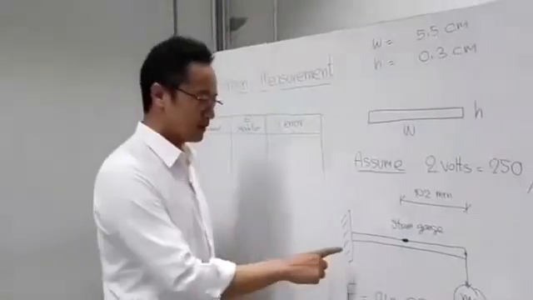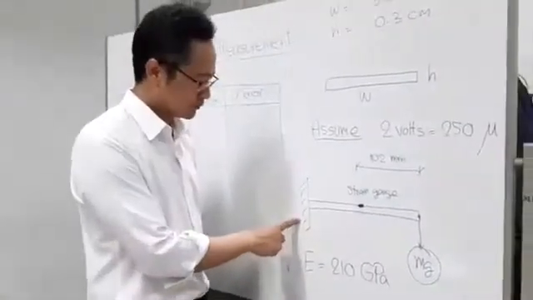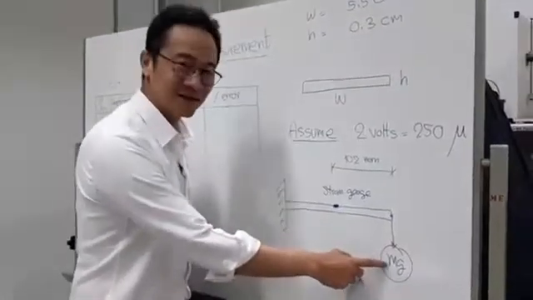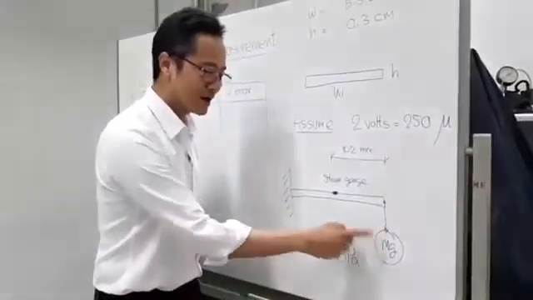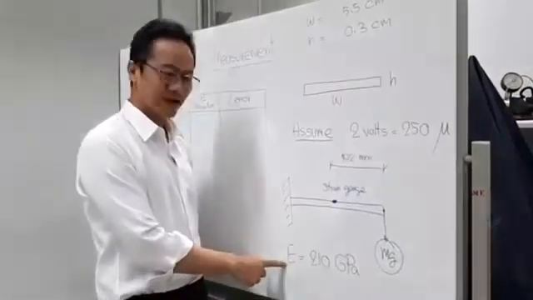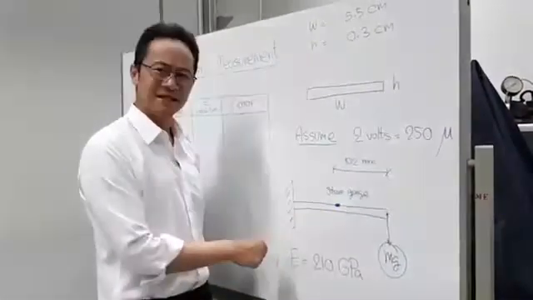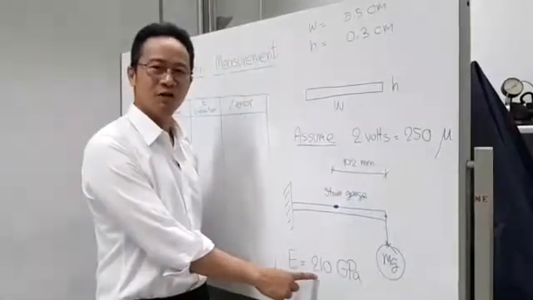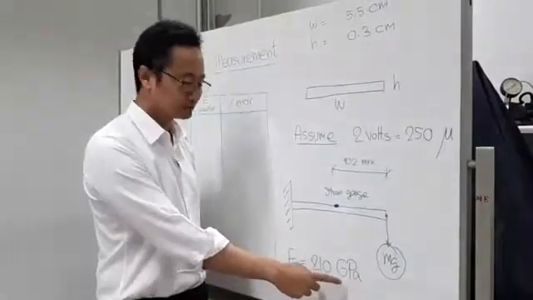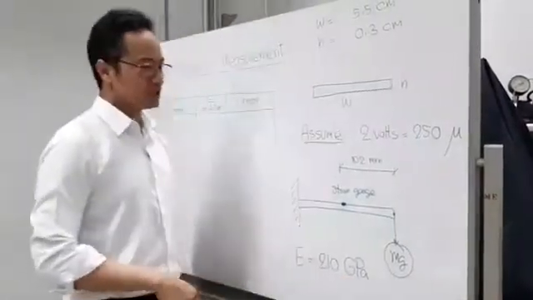Now, you see the experiment. This is my cantilever beam. I have the mass here, like I said, I'm going to put the mass here. I have the strain gauge here. So what happened? I have the Young modulus of the cantilever beam, 210 gigapascal.